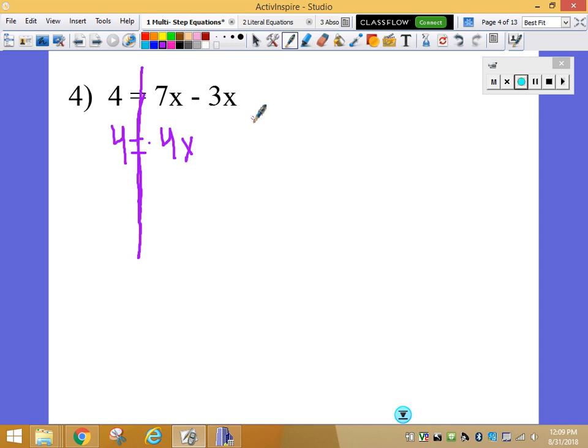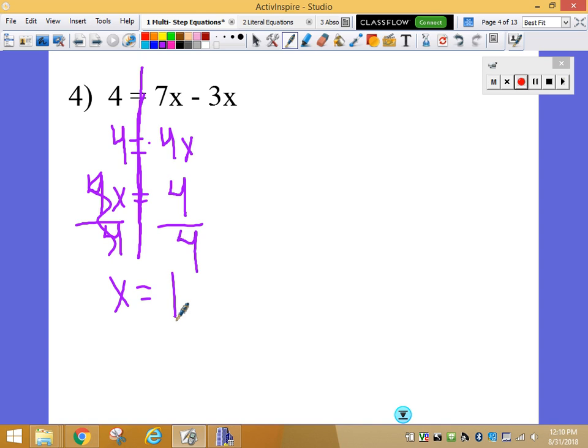So all I'm going to do is flip-flop these, okay? And that's allowed. So I'm going to put the 4x over here, and I'm going to put the 4 over here, okay? You can flip-flop those. So now my x is on the left and my number is on the right, just like I wanted. And my last step is to divide. I'm going to divide both sides by 4. 4 divided by 4 is 1.